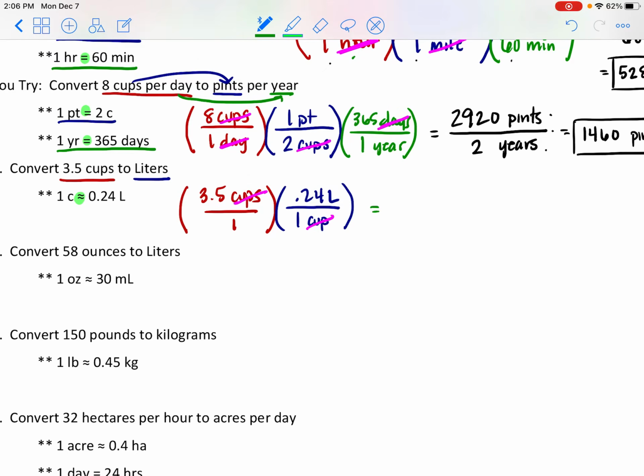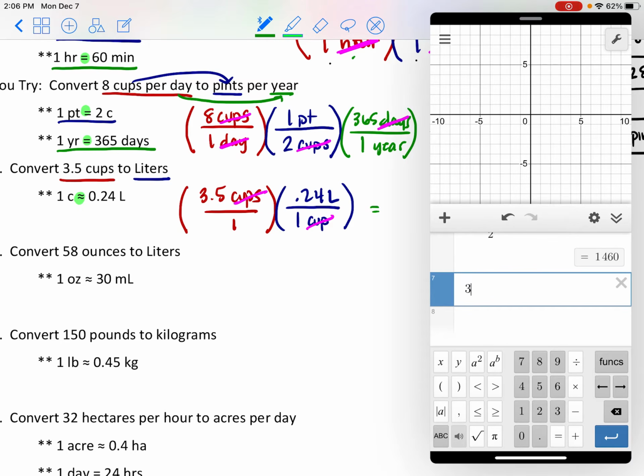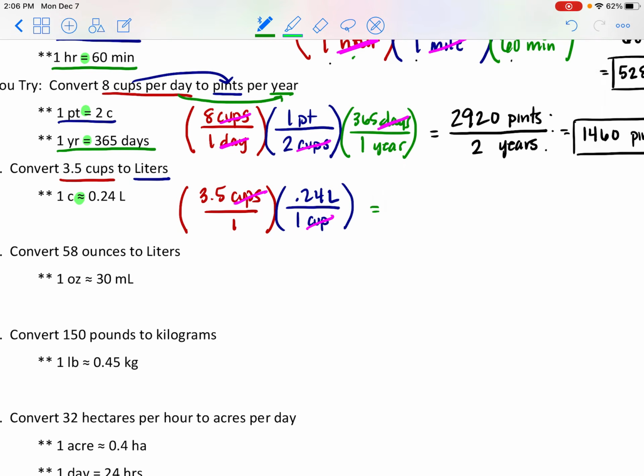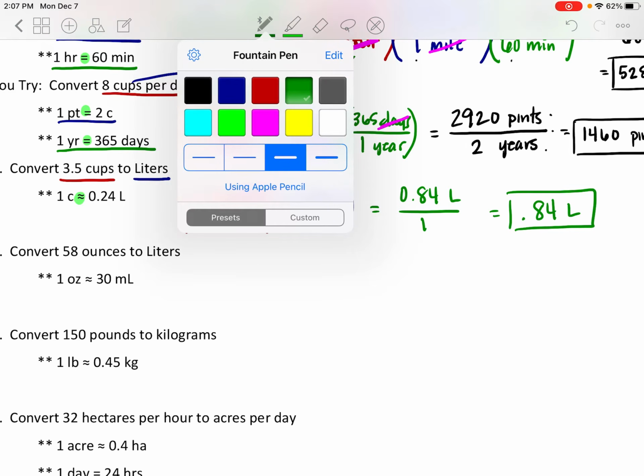So we're going to multiply 3.5 by 0.24, and we get 0.84. So that's 0.84 liters. And then on the bottom, 1 times 1 is just 1. So this is just 0.84 liters. Not so bad. Okay?